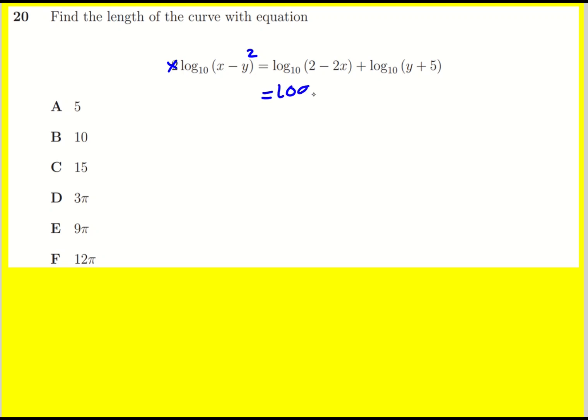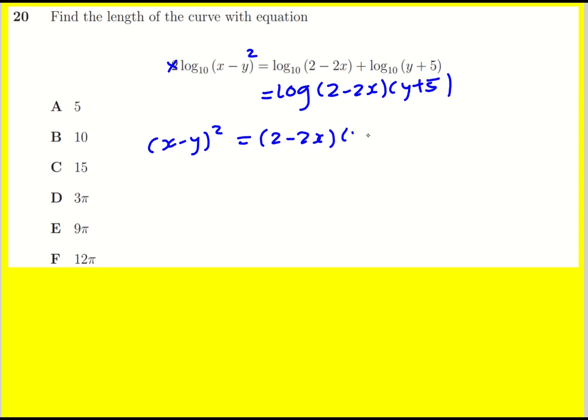So write it as log to base 10. I'm just going to write log here, but I mean base 10 throughout. 2 minus 2x multiplied by y plus 5. And now that I've got log of something equals log of something, I can just remove it. So (x minus y) squared is equal to (2 minus 2x)(y plus 5).